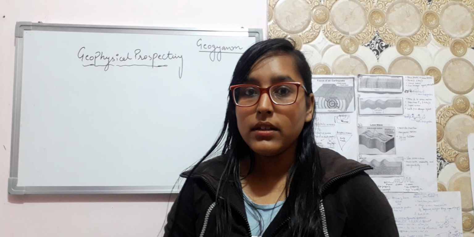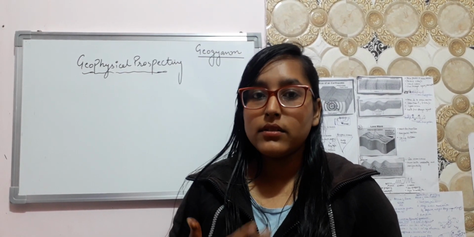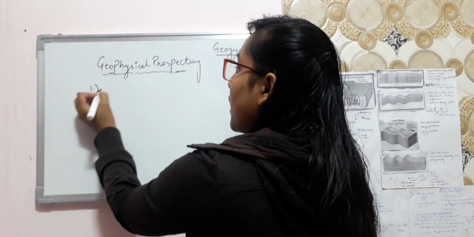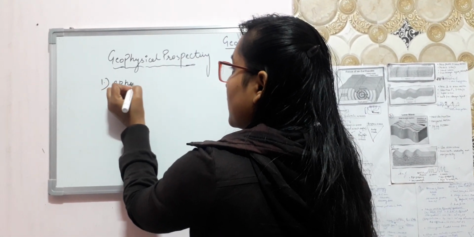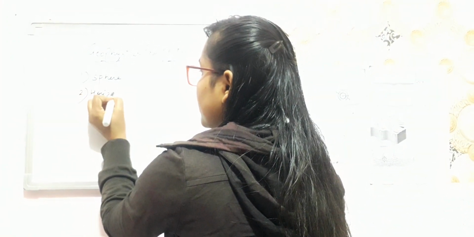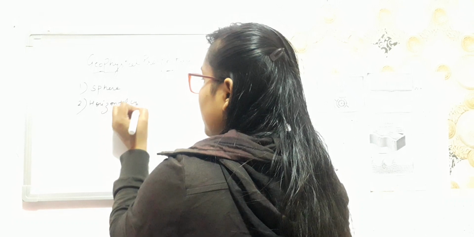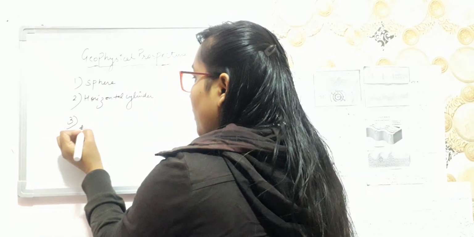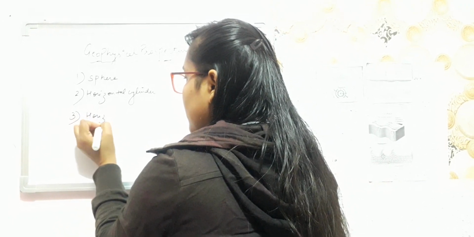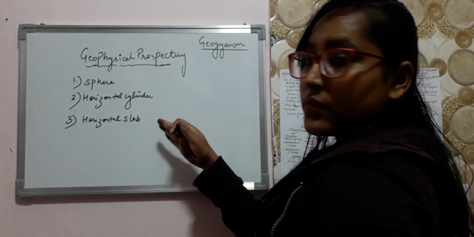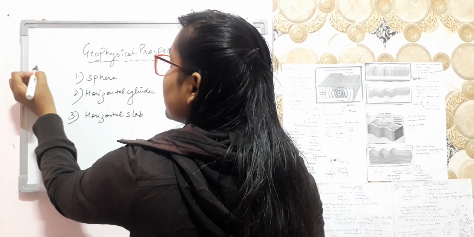For gravity anomaly, for the gravity method, there are three models which have been used. First one is the sphere. Second one is the horizontal cylinder, and third is the horizontal slab. So there are formulas for these three models.